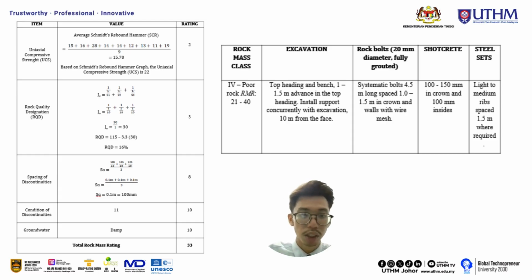Okay, this is our rock mass rating classification, RMR, for our Site 3. We get a total rock mass rating of 33, and we move to the rock mass class. Since our total rock mass rating is 33, under the range 21 to 40, we classified the rock mass class as grade 4 for our Site 3.